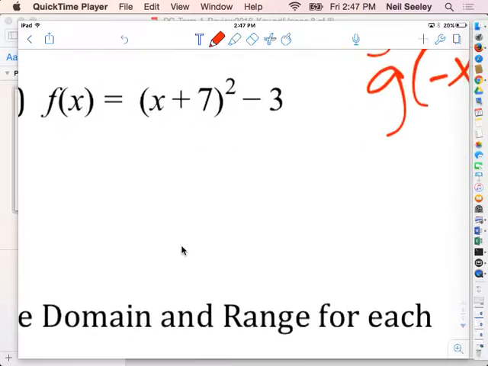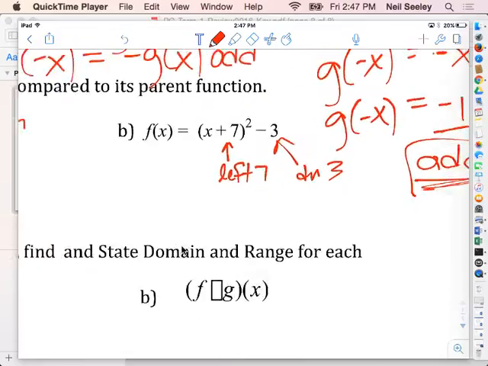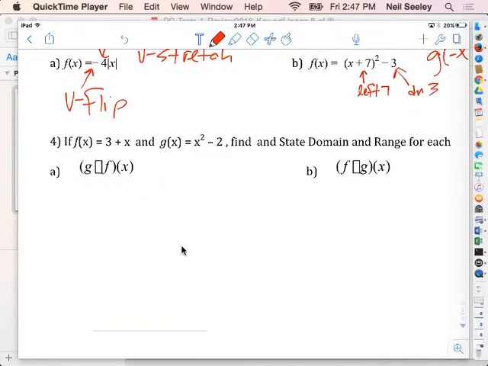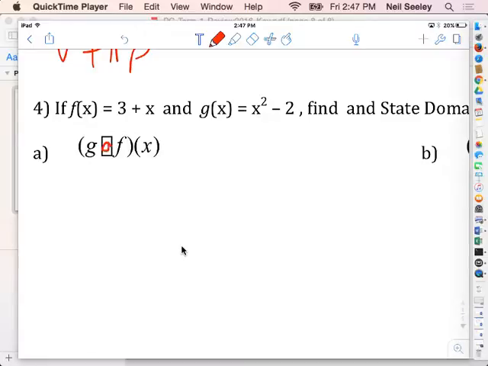It's the inside, my parabola here, for instance, it's the opposite. Like, remember that's left 7. And this is down 3 because it's vertical. Inside, outside. Inside's horizontal, it's opposite. Outside is vertical, as is. Okay, by the way, this is the composition symbol, which didn't show up well in this translation.